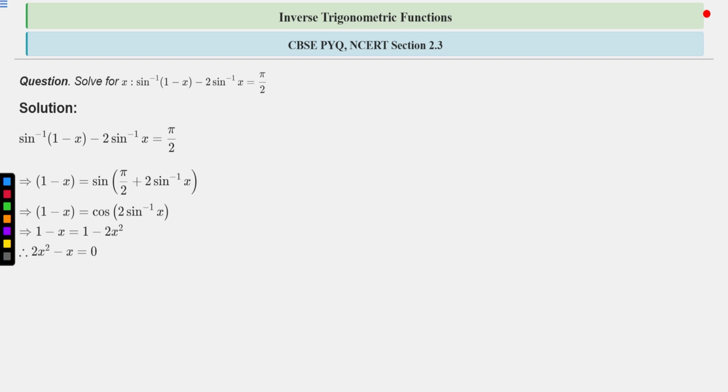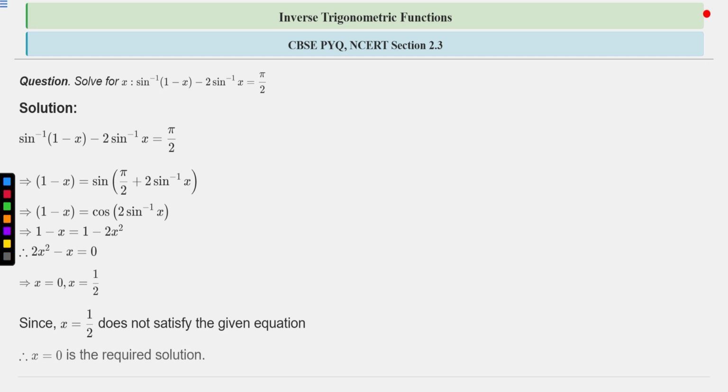Now 2x² − x will be equal to 1 after solving this. Therefore, we will get x = 0 and x = 1/2. Now since x = 1/2 does not satisfy the given equation, when you put x = 1/2, the equation will not be satisfied. So we are left with only one solution, which is 0. Therefore, x = 0 is the required solution. Clear?